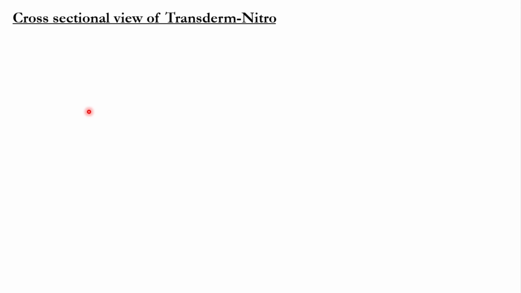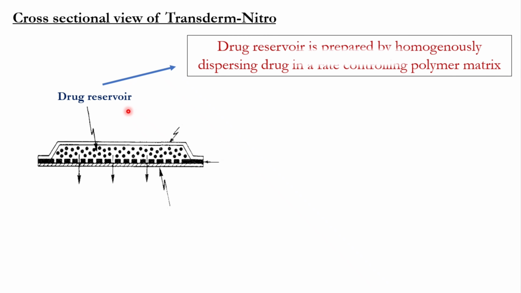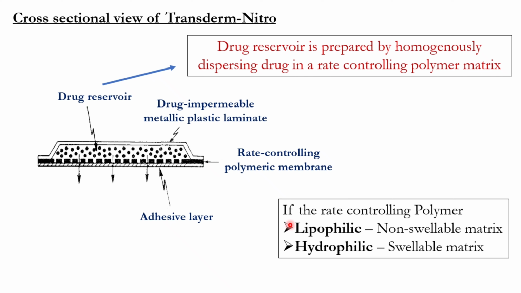Now, let us see the transderm nitro. In a cross-sectional view, this is the drug reservoir. It is prepared by homogeneously dispersing the drug in the rate-controlling polymer matrix. This is the drug impermeable metallic plastic laminate, rate-controlling polymeric membrane, and adhesive layer. If the rate-controlling polymer is lipophilic, then it is non-swellable matrix. If it is hydrophilic, it is a swellable matrix.